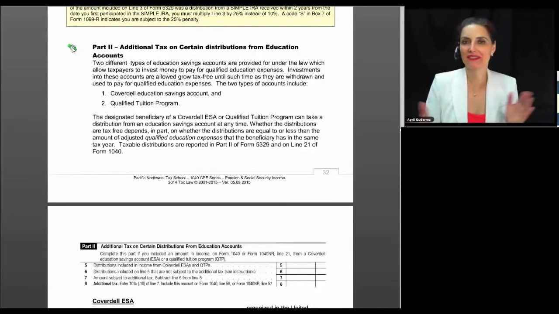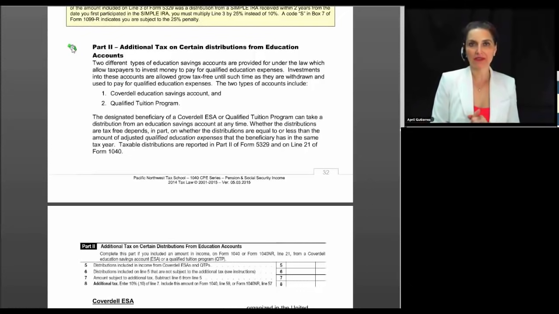So we've had these Coverdell education savings accounts, which almost no one invests in. And more commonly, much more commonly, I see clients investing in these 529 college savings plans. And for many, many years we've had these accounts going on, with, for me in particular, seeing clients investing money into these accounts to pay for the college expenses of their kids. And they're putting money in, they're taking money out, and that's about it. It's just never really been anything that I've ever had to deal with IRS on.